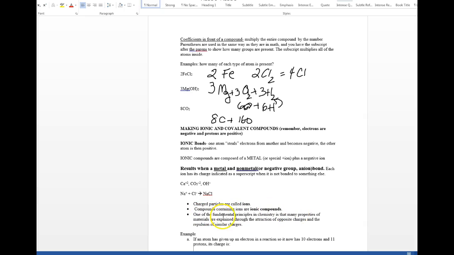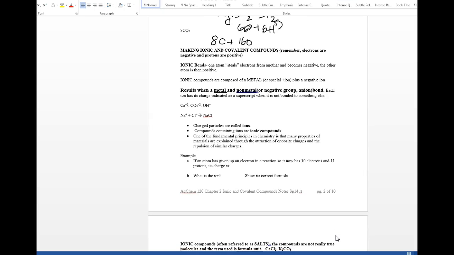And most of our reactions in chemistry are explained by either the charges, opposite charges attracting, or similar charges repelling each other, like magnets. Okay, so there's a lot to be explained by that. So let's look at this problem here.